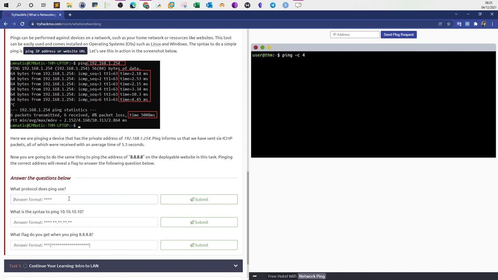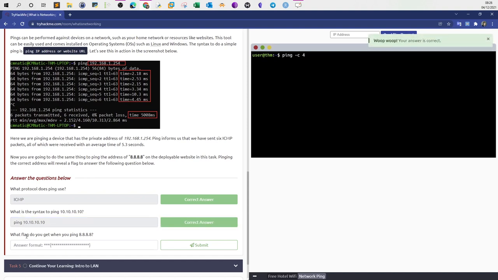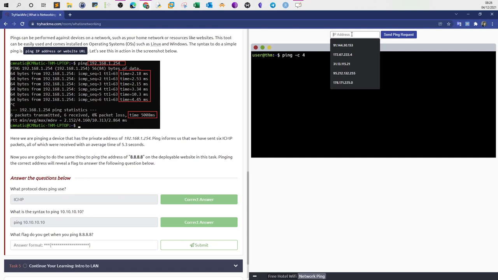What protocol does ping use? So ping uses a protocol called ICMP. Now, what is the syntax to ping 10.10.10.10? So we type ping followed by the IP address. What flag do you get when you ping 8.8.8.8? Let's see here. On the interactive tutorial, we can just type in the IP 8.8.8.8 and send a ping request.